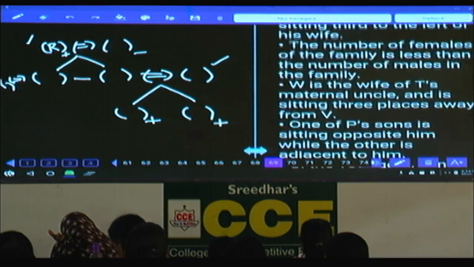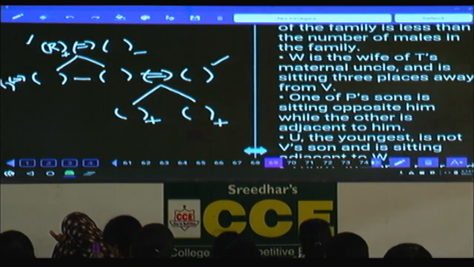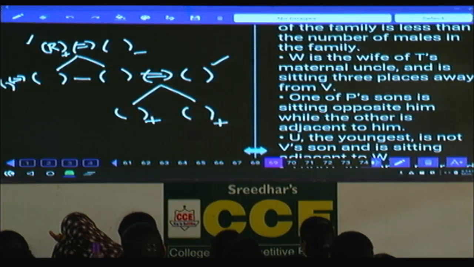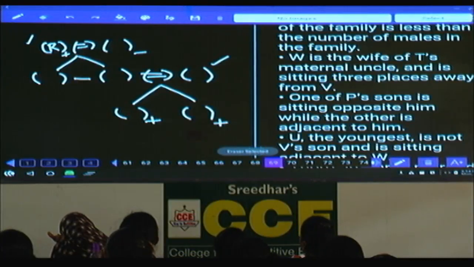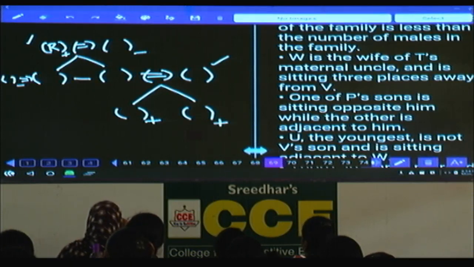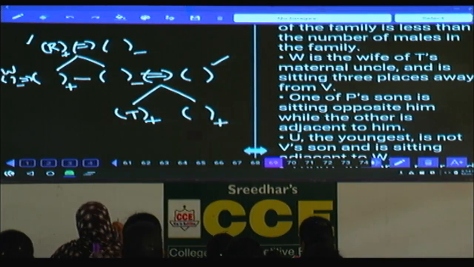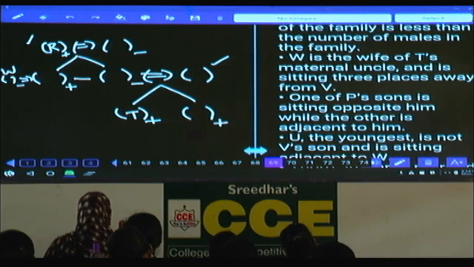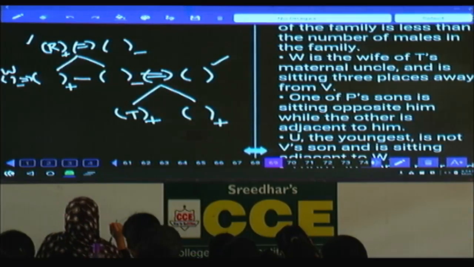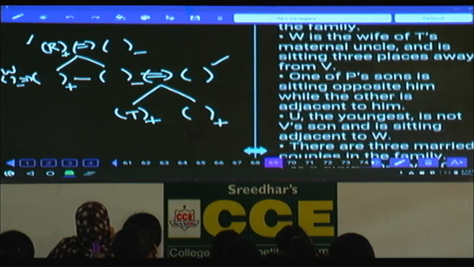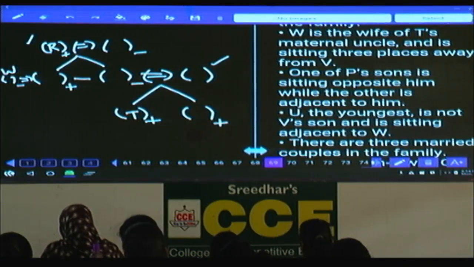The number of females of the family is lesser than. W is the wife of whom? T's maternal grandmother. Now, W is the wife of T's maternal uncle. T's maternal uncle is there. Now T is here, mother is here, mother's brother, brother's wife is W. Sorry, maternal uncle. W is the wife of T's maternal uncle and is sitting 3 places away from P.